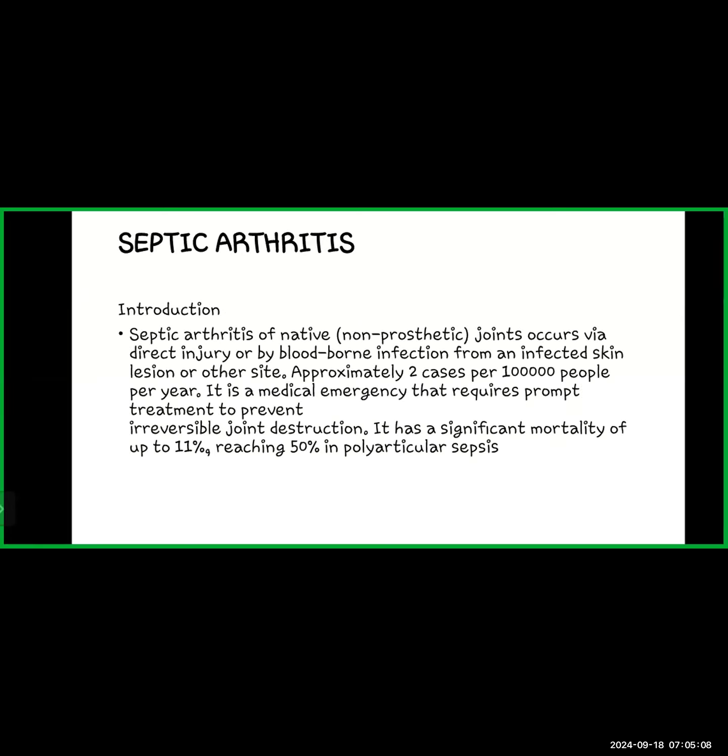Looking at a brief overview of septic arthritis. Septic arthritis of the joints occurs via direct injury or blood-borne infection from an infected skin lesion or other site. Approximately 2 cases per 100,000 people per year. It's a medical emergency that requires prompt treatment to prevent irreversible joint destruction. It has a significant mortality of up to 10%, reaching 50% in polyarticular sepsis.